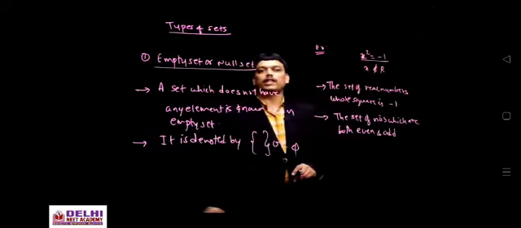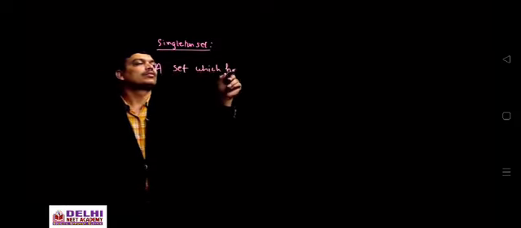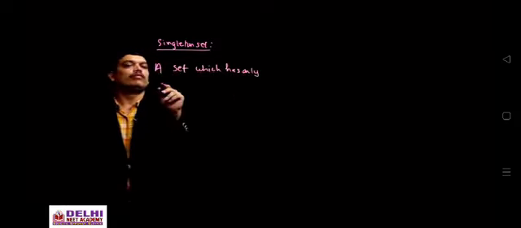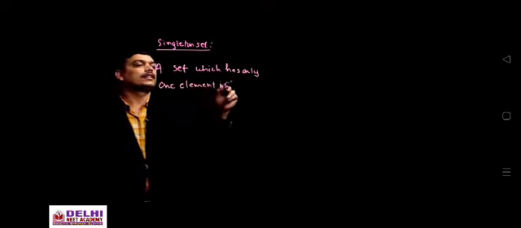Then we'll proceed to the next type of set. So we'll now discuss a singleton set. As the name itself states, single means one. So a singleton is a set which has only one element. A set which has only one element is known as a singleton set.